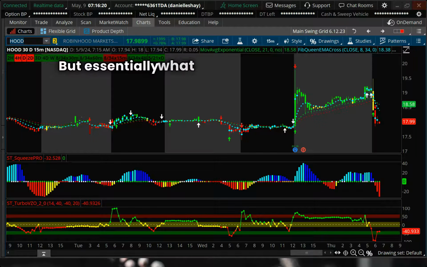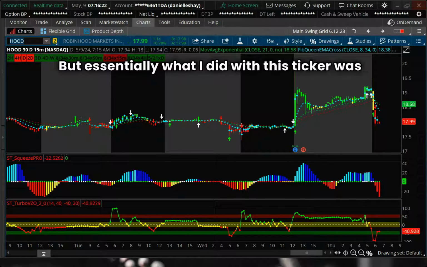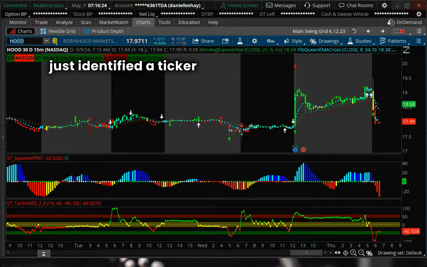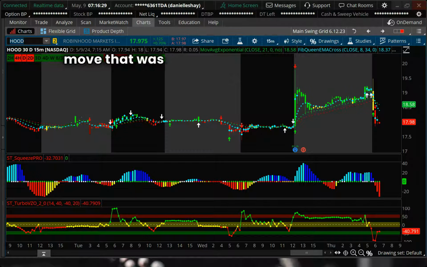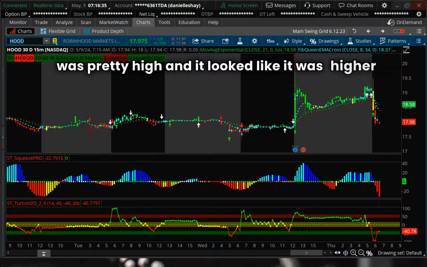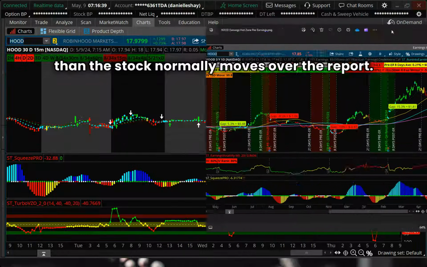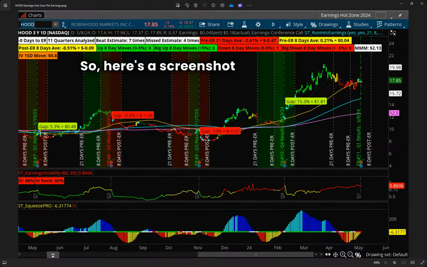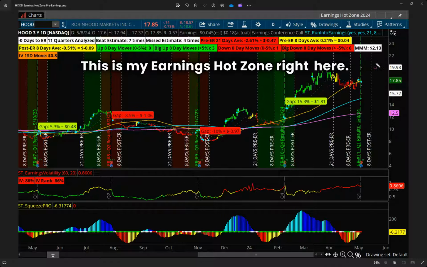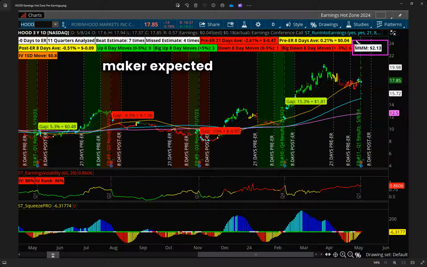But essentially, what I did with this ticker was I just identified a ticker in which I thought that the move being priced in the options market was pretty high, and it looked like it was higher than the stock normally moves over the report. So here's a screenshot from yesterday. This is my earnings hot zone. Right here, you can see that the market maker expected move was $2.13.